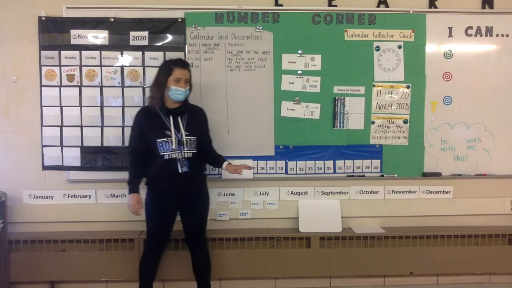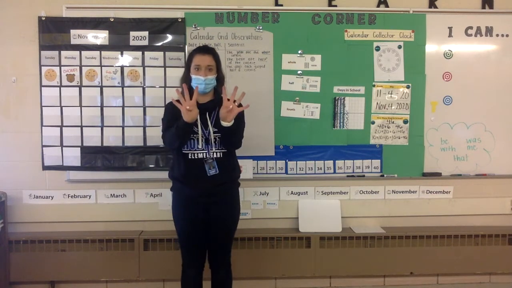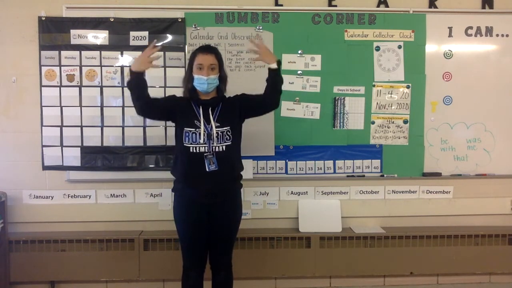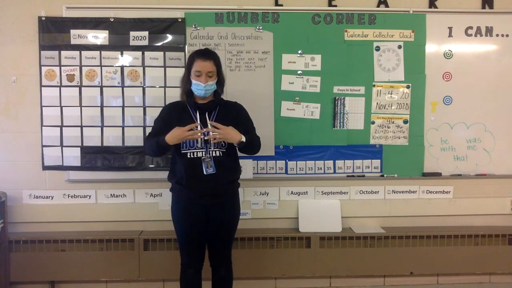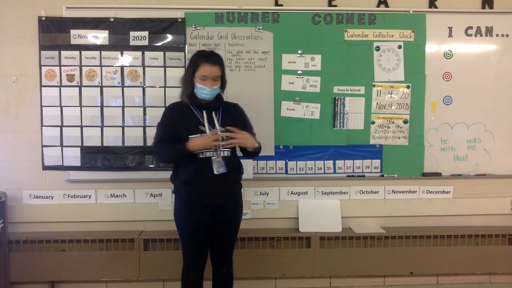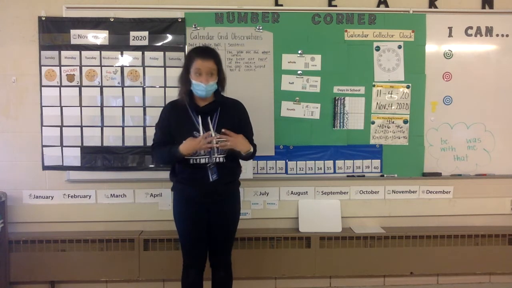Show me with your fingers. So I'm seeing you go like this. We know that 4 and 4 is 8. Go like this and make sure it matches. Does it match? Yep, so you know it's a double.